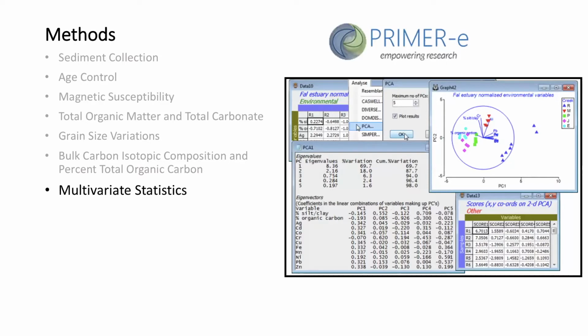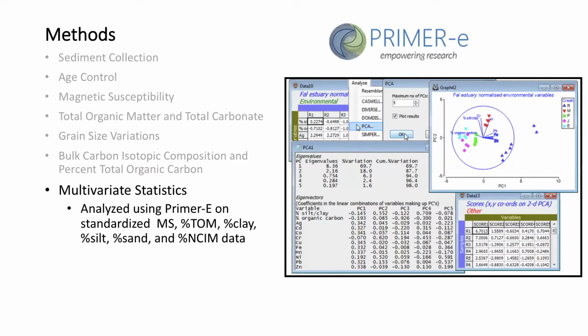Next, we analyzed for multivariate statistics. Multivariate statistical analysis was completed using PRIMER-E on depths that included data from each respective proxy signal. A hierarchical cluster analysis was performed to group samples based on similar characteristics. The Euclidean distance was measured to separate samples into representative groups via visual analysis.